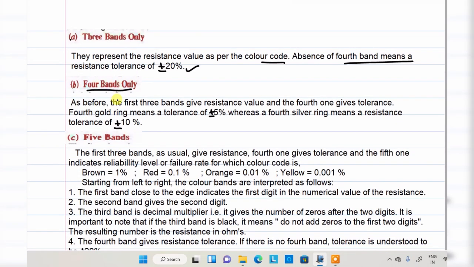Next, 4 bands only. When 4 bands are present, as before, 3 bands give the resistance. I just mentioned 3 bands give the resistance. The 4th band gives the tolerance. In the 4th band, maybe a gold ring is present. What is the tolerance value? Plus or minus 5%. In case of a silver ring, what is the tolerance? Plus or minus 10%. If there is no 4th band, it is plus or minus 20%.